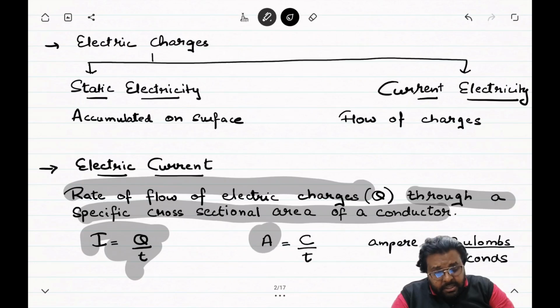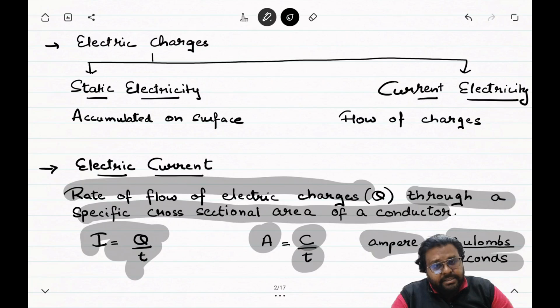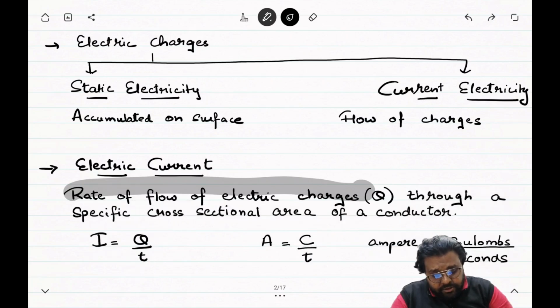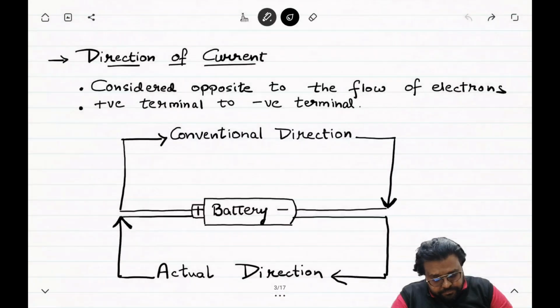The SI unit of current is ampere, the SI unit of charge is coulomb, and the SI unit of time is second. So ampere is coulombs per second. That is the SI unit of electric current.